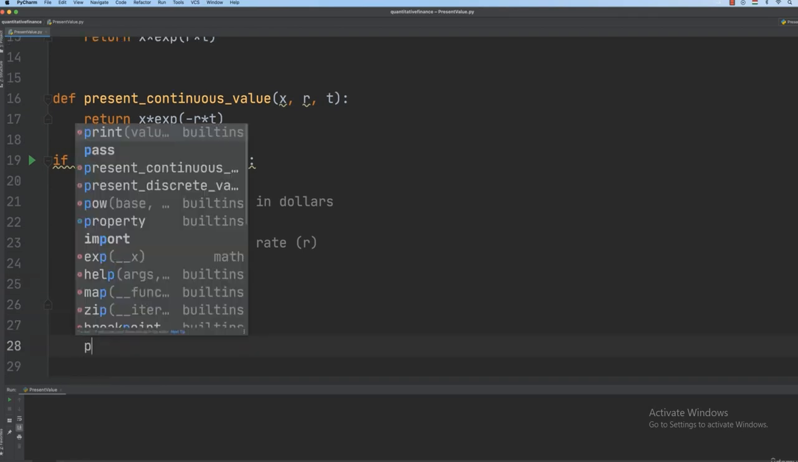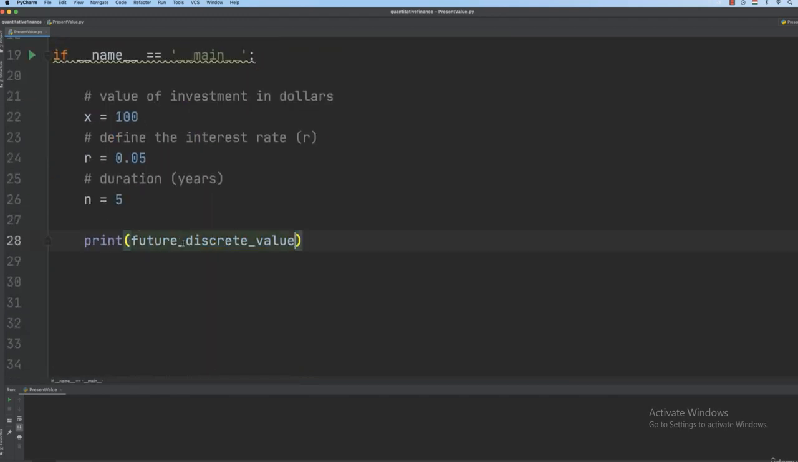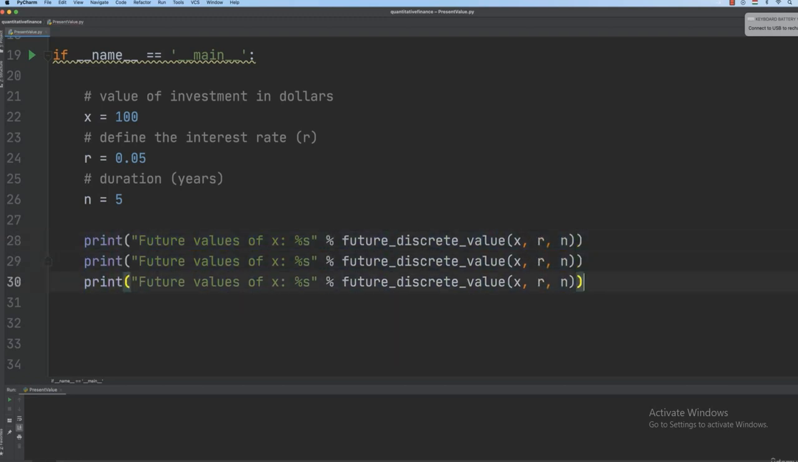And here we can print, let's call all of these methods. I'm going to call the future discrete value with x, r and n as parameters. Future value of x, and we append the future discrete value. Or we can use something like this, maybe it is a bit more elegant. Okay, and I am going to do the same, so let's copy and paste it.